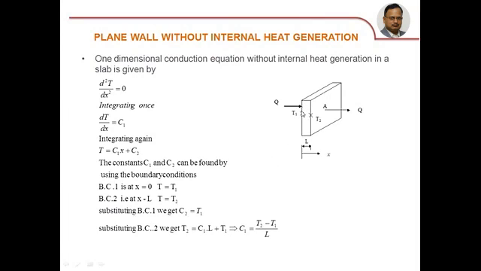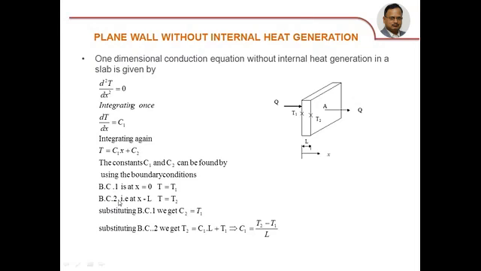So the first condition we know is, on this face I have assumed the temperature T1. So at x equal to 0, T equal to T1 is the first boundary condition. And we know another condition, that on the other side of this face the temperature is given as T2. So at x equal to L, T equal to T2. So by substituting condition 1 in the equation, at x equal to 0, C1 into 0 becomes 0. T equal to T1, so T1 equal to C2.